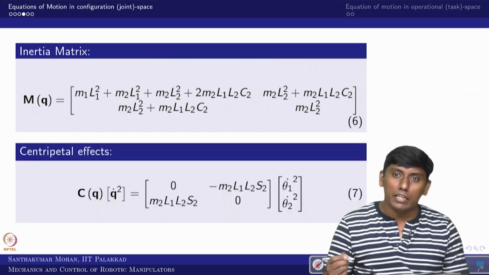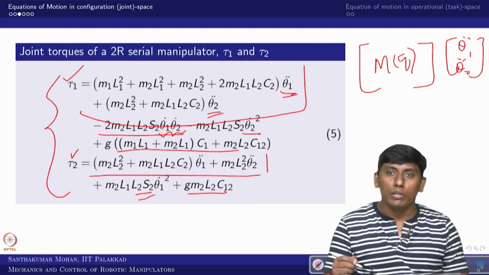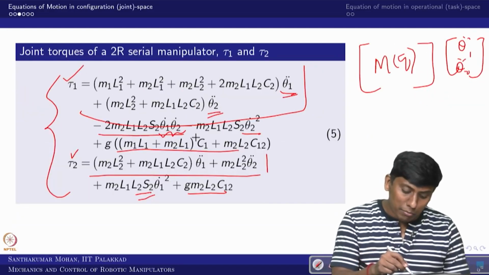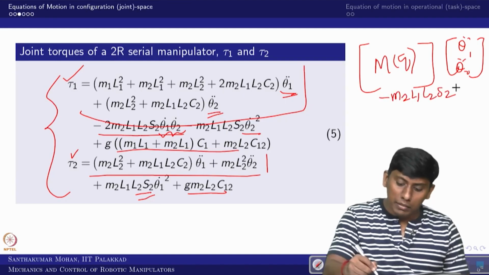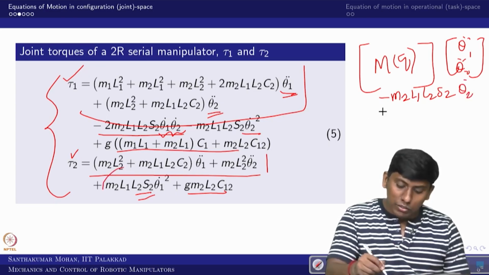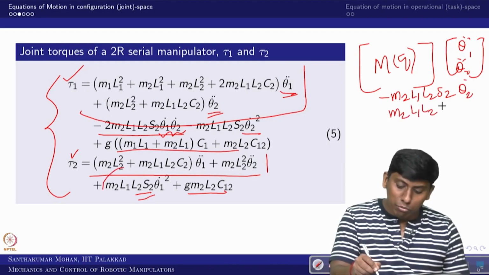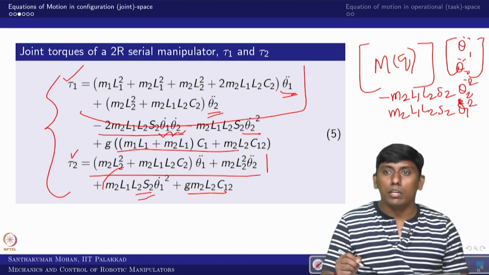Let us move to the second term, which we call centripetal effects. If you recall, the centripetal term here is minus M2 L1 L2 S2 theta 2 dot squared. In the second term it is M2 L1 L2 S2 theta 1 dot squared. So these are the two terms.